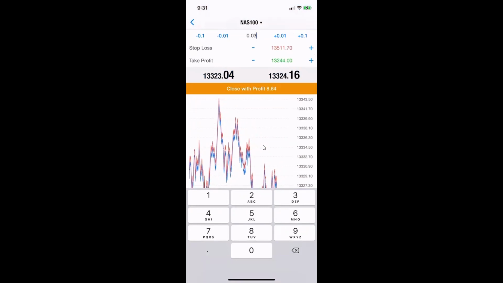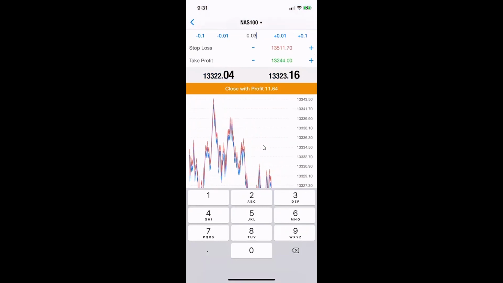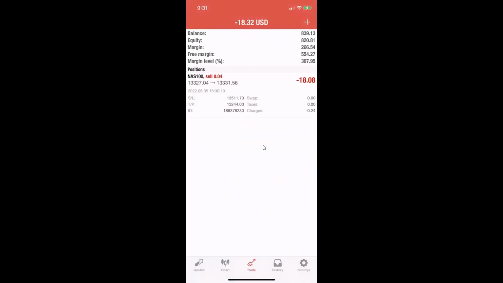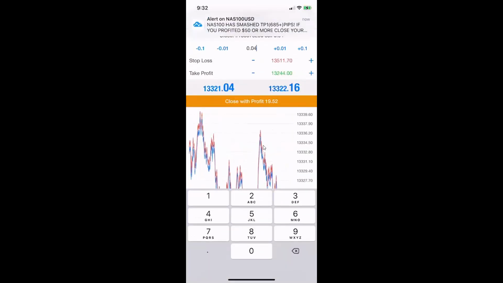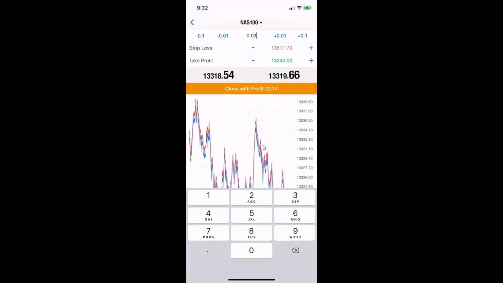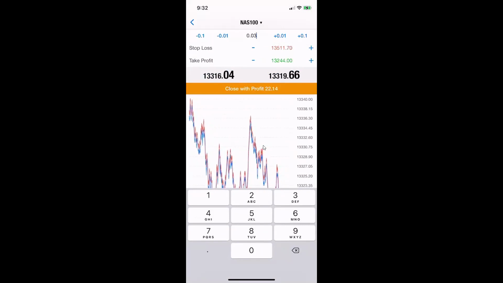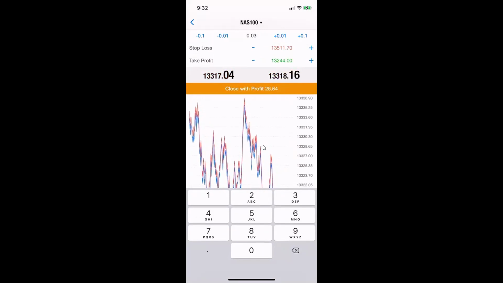Come on. Go up to about 50. Come on, NAS. Come on. I want it to drip. Drip, drip, drip. Let's go. 30, 40. Let's go. Get my first take profit. But it's going back and forth too quick. Okay, 44. Let's go. Come on. Let's go.